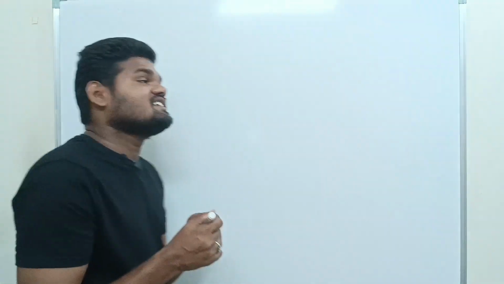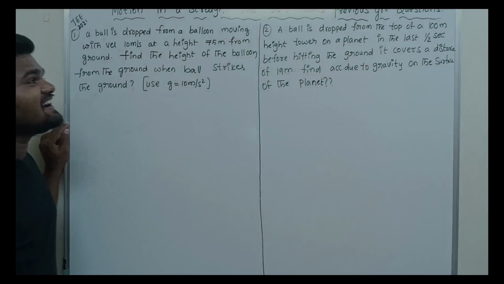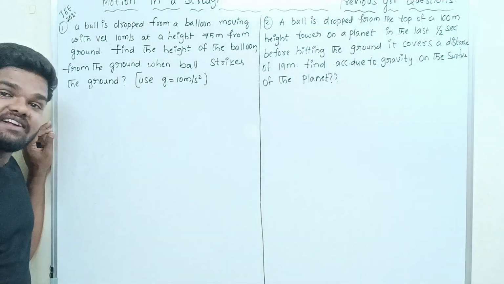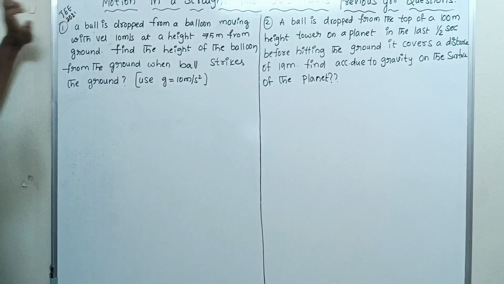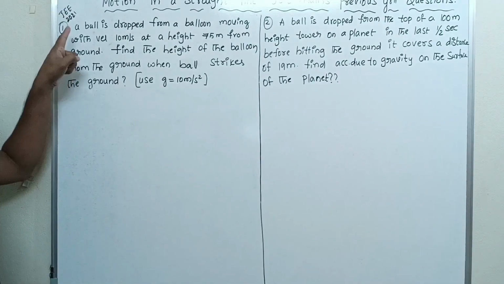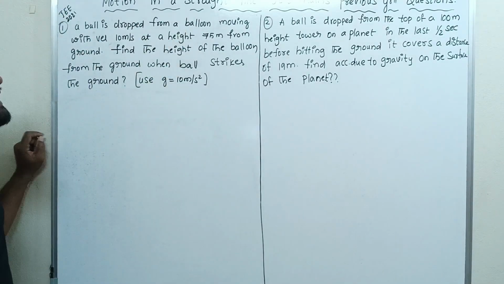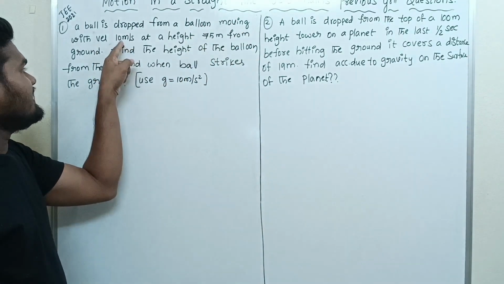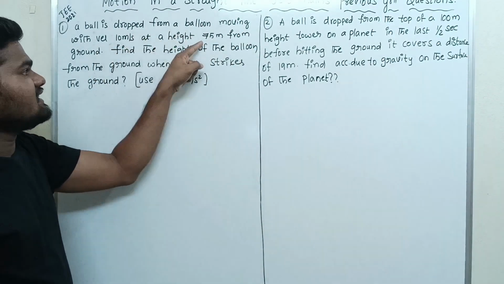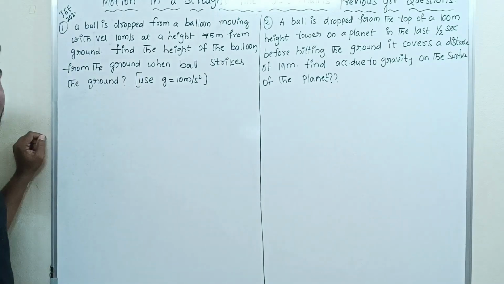So what is the topic today? Have a look: Motion in a Straight Line, JEE Mains previous year questions. What is the first question they have given? JEE Mains 2021. A ball is dropped from a balloon moving with a velocity 10 meters per second at a height of 75 meters from the ground.